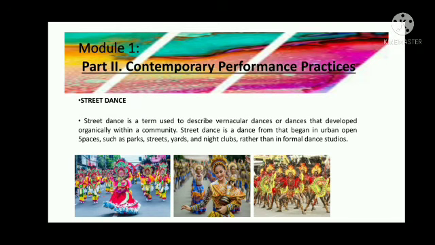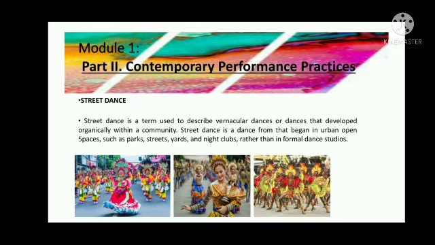Next, we have street dance. Street dance is a term used to describe vernacular dances or dances that develop organically within a country. Street dance is a dance form that began in urban open spaces such as parks, streets, yards, and nightclubs, rather than in formal dance studios. Just like here in Aklan, we have the Ati-Atihan street dance.